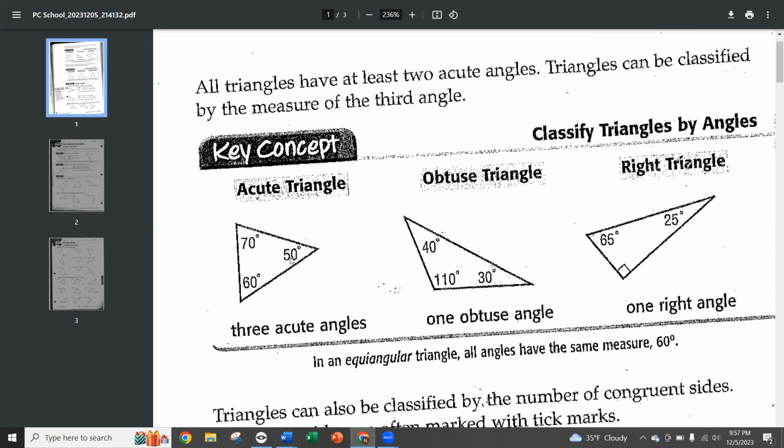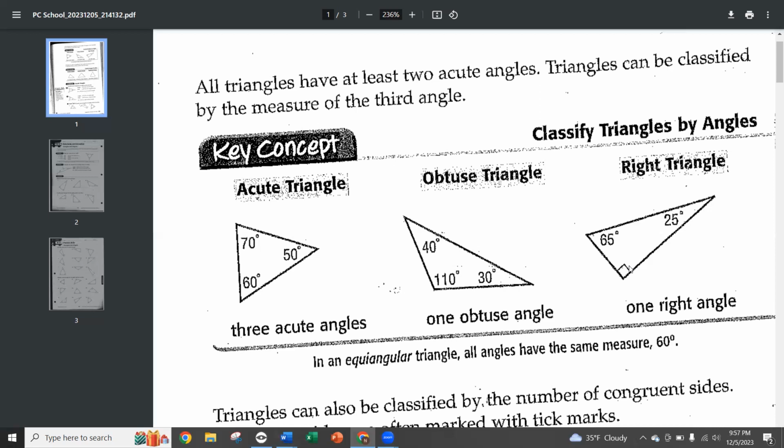If all three angles, each angle, is less than 90 degrees, we call it acute. Think of them as all being very small. So like, oh, it's so cute, right? So they're all less than 90 degrees. If one angle is greater than 90 degrees, it's considered obtuse. And if one is exactly 90, then it's right.